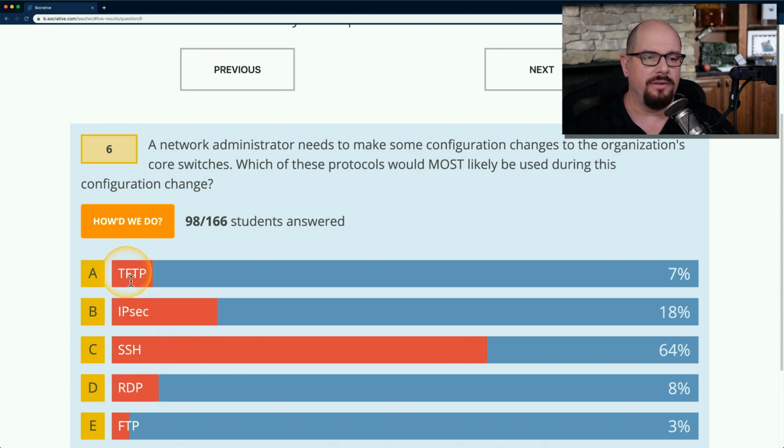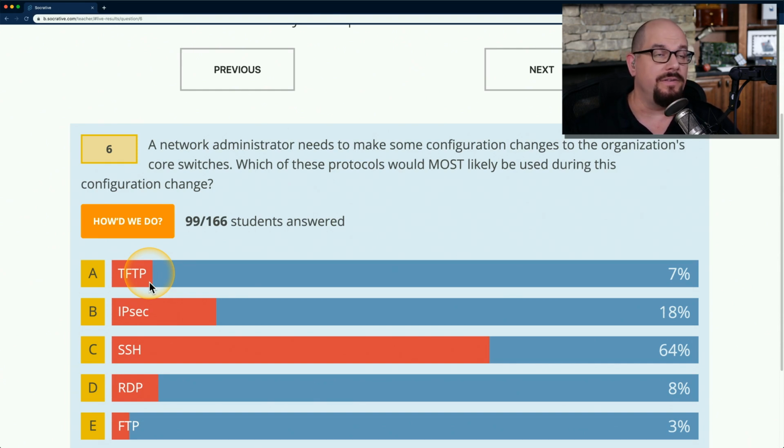TFTP, the trivial file transfer protocol, has really no security associated with it, but we do use TFTP quite a bit these days. It's very commonly used when you first turn on a voice over IP phone. You plug it in and it gets its power because it's a power over Ethernet device. When it first gets power and plugged into the Ethernet network, it talks back to a central server and says, could you send me my config? Because I just got powered up here. I have no configuration. Just send me the config. I'll take it from there.